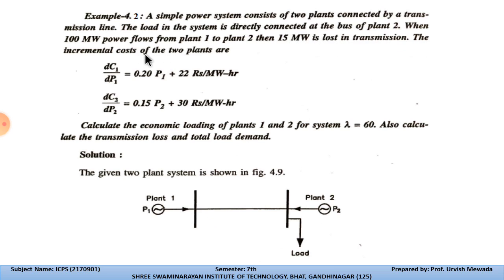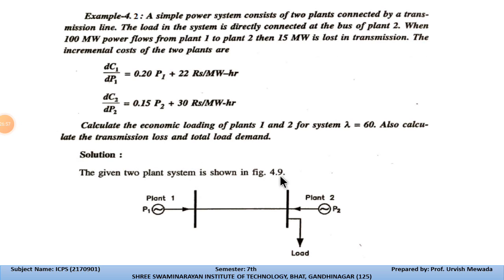The incremental costs of the power plants are dC1 by dP1 is equal to 0.20 P1 plus 22 rupees per megawatt hour, and dC2 by dP2 is equal to 0.15 P2 plus 30 rupees per megawatt hour. So calculate the economic loading of plants 1 and 2 for the system, where the lambda multiplier is equal to 60, and you can also calculate the transmission loss and the total load demand. So let us find out the solution of this.